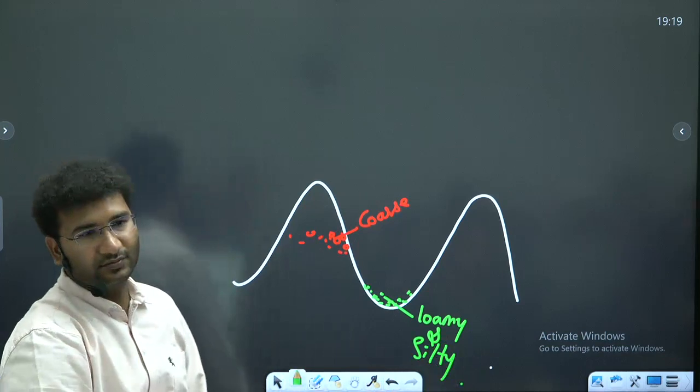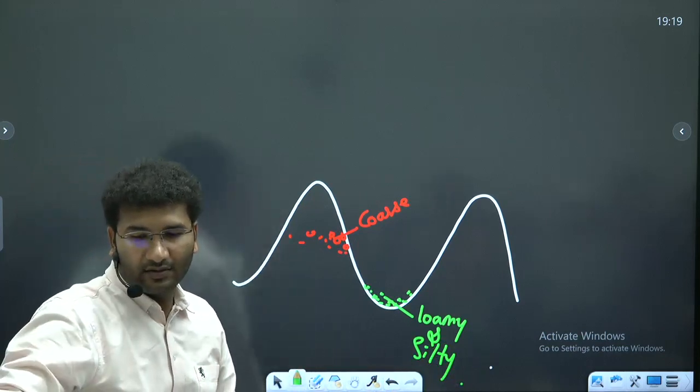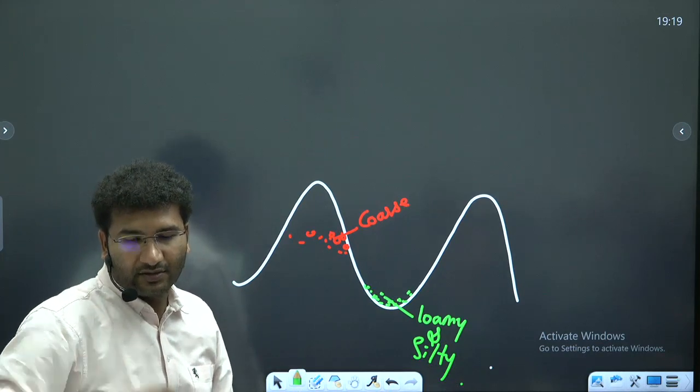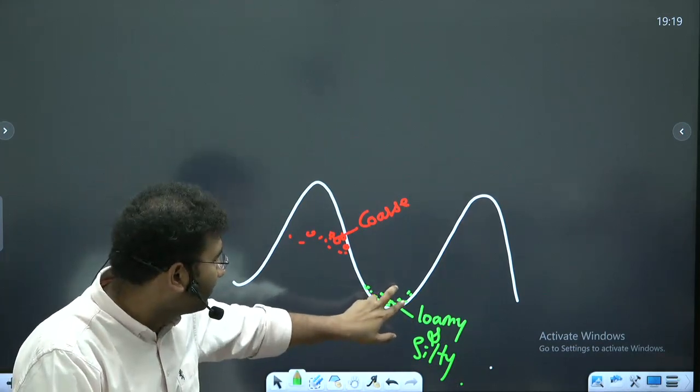Got it? Coarse grain means the size of the grain is a little bigger. Next point. Finer particles will come here because the river flows here.